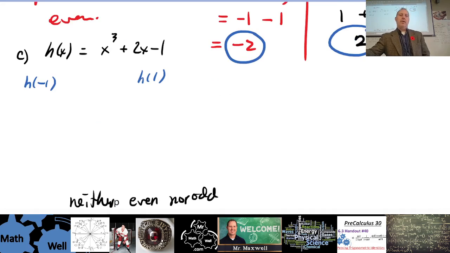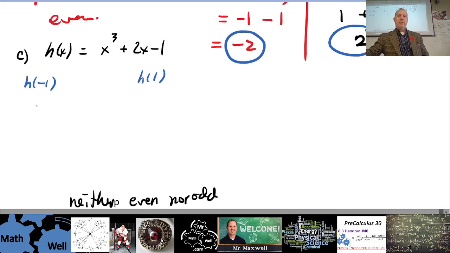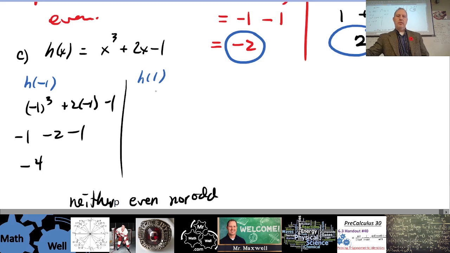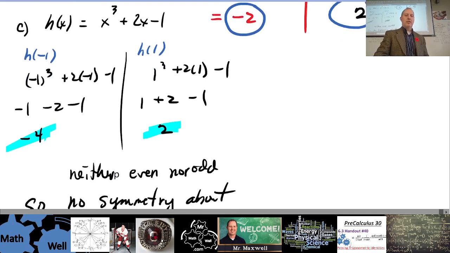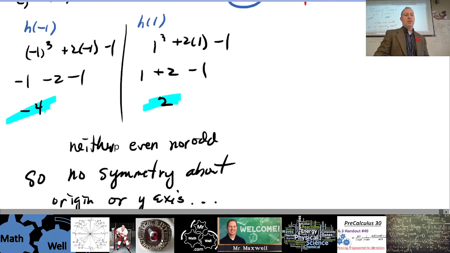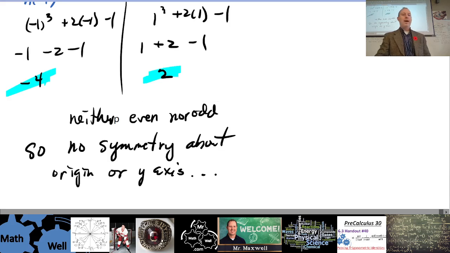All right, let's do one more, this C here. -1 cubed plus 2 times -1 minus 1 is -1 minus 2 minus 1, that's -4. Over here, this is 1 cubed plus 2 times 1 minus 1, that's 1 plus 2 minus 1, which is 2. So if you come across this and wonder, wait, it's neither even nor odd, yes, it's neither even nor odd. That is fine. That means there's no symmetry about the origin or about the y-axis.